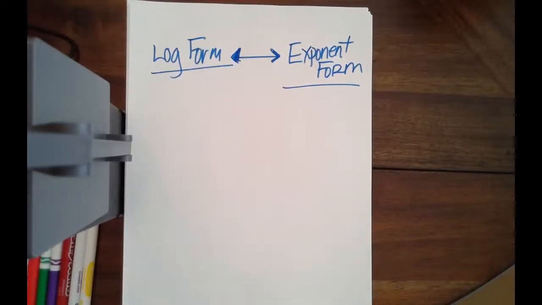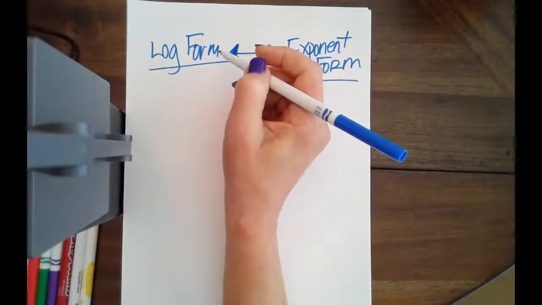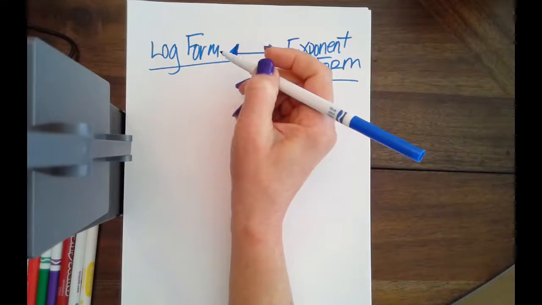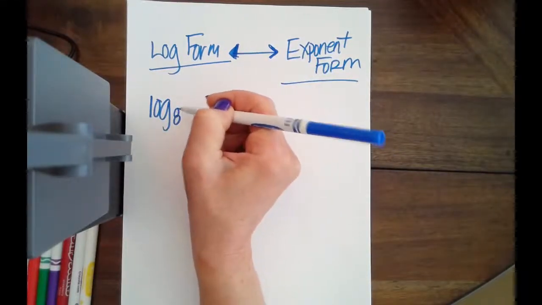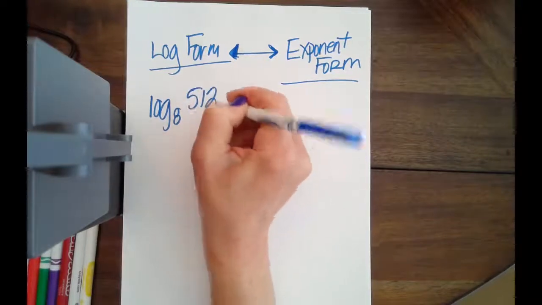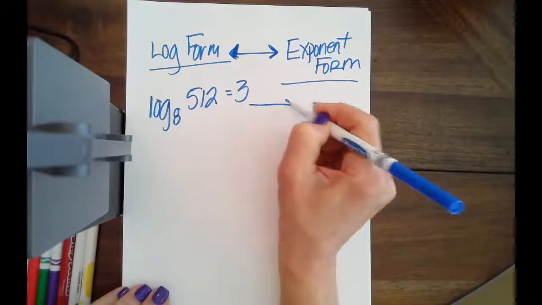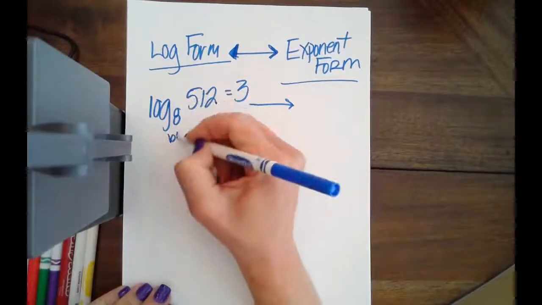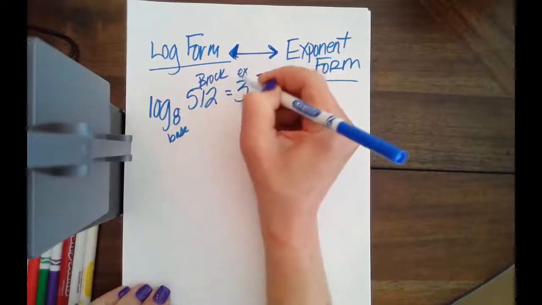All right, so let's just start with this one. Let's start with log base 8 of 512 equal to 3. Okay, we're going to rewrite that in exponent form. This is my base, this is my block, this is my exponent.